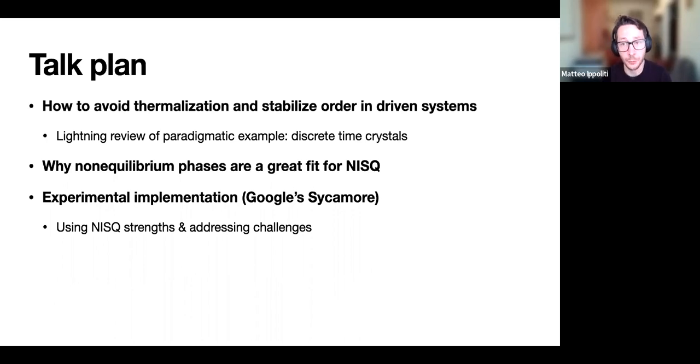And then I'll argue for why this phenomenon is a very natural fit for near-term simulation on NISQ devices. And finally, I'll move on to the experimental implementation on Google's Sycamore chip, where we leverage the strengths of the controllability and the measurement capabilities of this device, and also devise ways for addressing the challenges that are inherently built into the concept of NISQ, so noise and finite size, etc. So that's the broad outline for the talk.